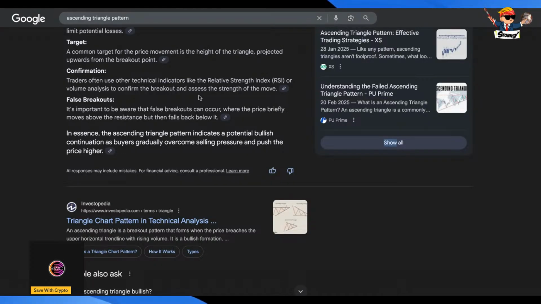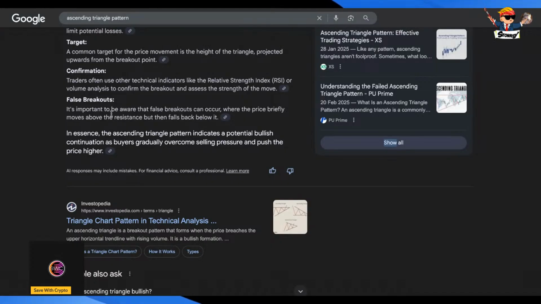And let me read that again. Traders often use other technical indicators like the RSI, I won't be rude about it this time, or volume analysis to confirm the breakout and assess the strength of the move. Yeah, because obviously, having volume with the breakout is what we're looking for.